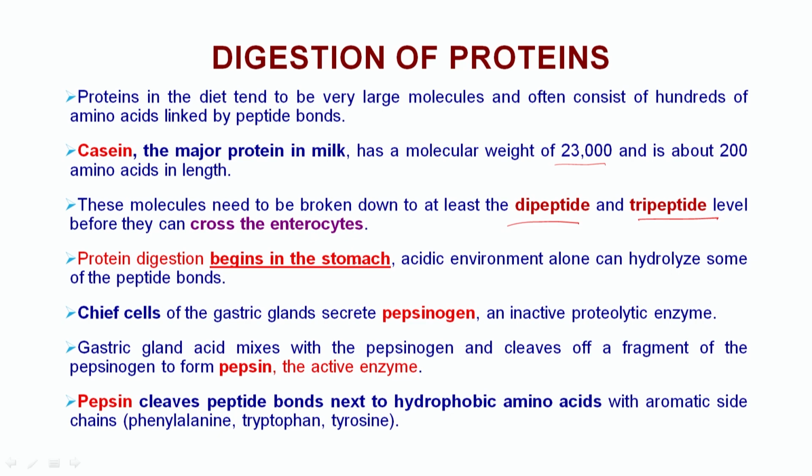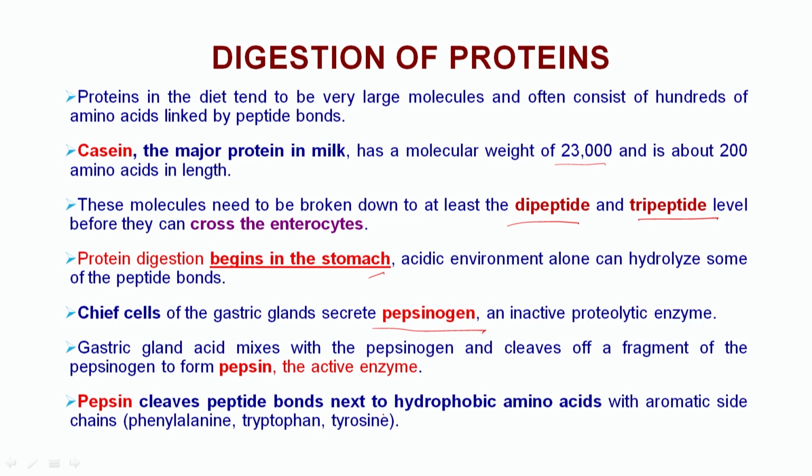cross the enterocytes. Protein digestion begins in the stomach. Acid environment alone can hydrolyze some of the peptide bonds. Chief cells of the gastric glands secrete pepsinogen, an inactive proteolytic enzyme. Gastric acid mixes with the pepsinogen and cleaves off fragments of the pepsinogen to form pepsin, the active enzyme.